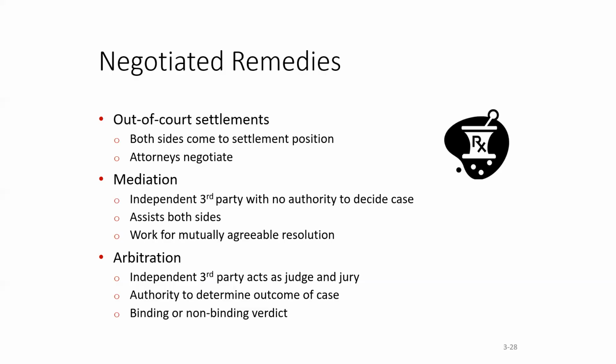Like a mediator, an arbitrator is an independent third party who has the authority to determine the outcome. A mediator does not have that authority. The arbitrator has the authority to determine the outcome. So the arbitrator acts like the judge and jury, listening to both sides, the primary aspects of their cases, and decides what he or she believes to be the most appropriate outcome based on the merits of the cases presented.